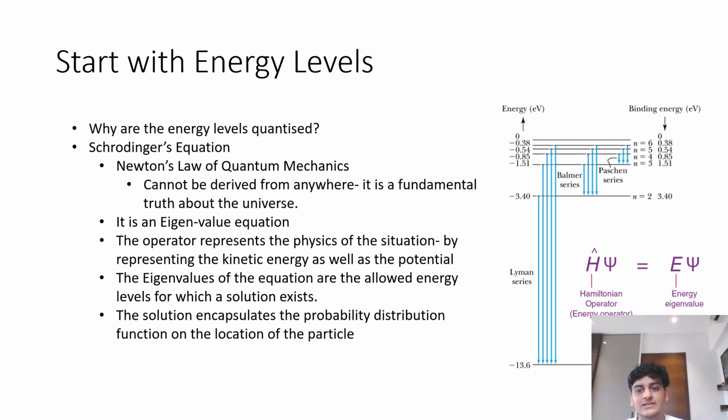When Bohr came up with this atomic model, the diagram of which I've given here, where I've shown you the multiple energy levels that are allowed to be taken, he just made an assumption that angular momentum is quantized. But Schrodinger's equation is the true reason behind why this is the case. And that is why we have only certain energy values that are allowed to be taken, right? Again, I can give you no justification for why Schrodinger's equation is true, except to tell you that it is, and it is one of the most fundamental truths about the universe.